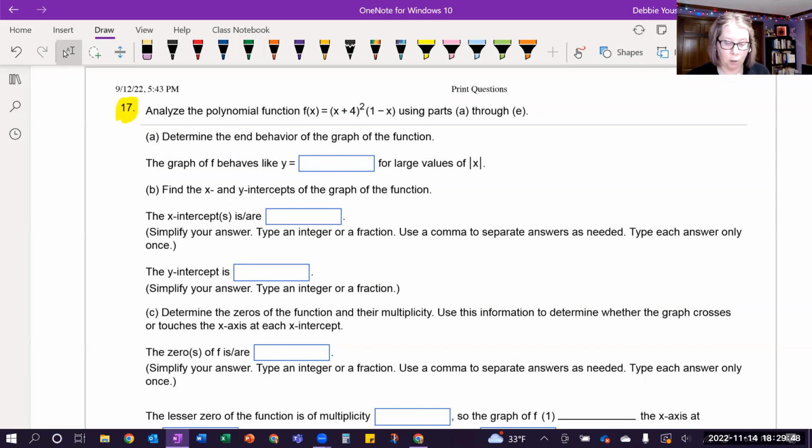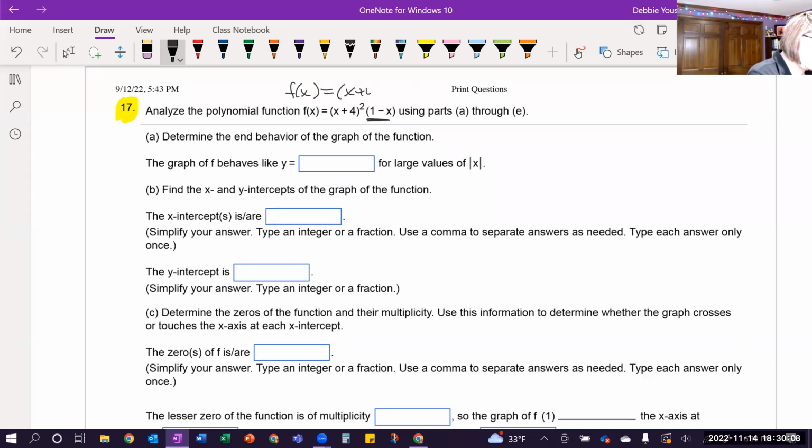Okay, so what I see here is, first of all, I like to rewrite this because I don't like this in the reverse order, okay? So I am going to rewrite this as x plus 4 squared times negative x plus 1. Okay, so I want to have my x's at the beginning.